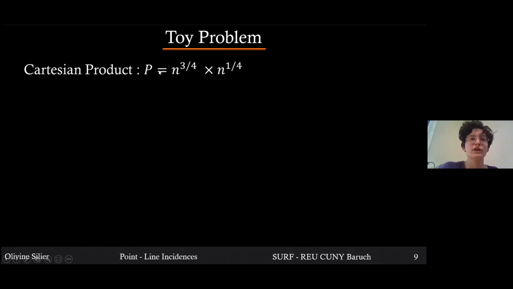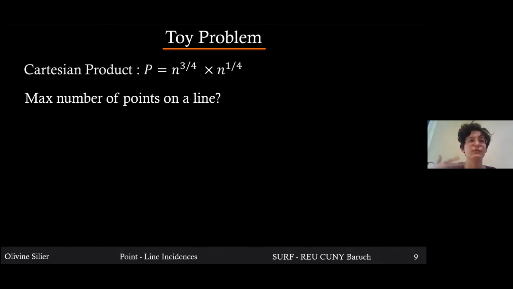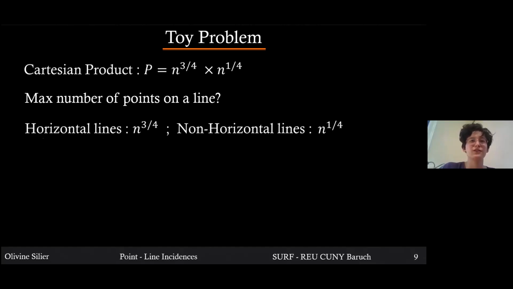So right now, let's assume we're in a Cartesian product point set case where we have n to the 4/3 many x coordinate options, and n to the 1/4 many y coordinate options. So it's even more squished than before. Then again, by the same reasoning, the maximum number of points on a line is going to be n to the 3/4 if you are in a horizontal line case. And if you're excluding the horizontal line case, you can do at most n to the 1/4 points on a line, because you can have at most 1 point from each row.